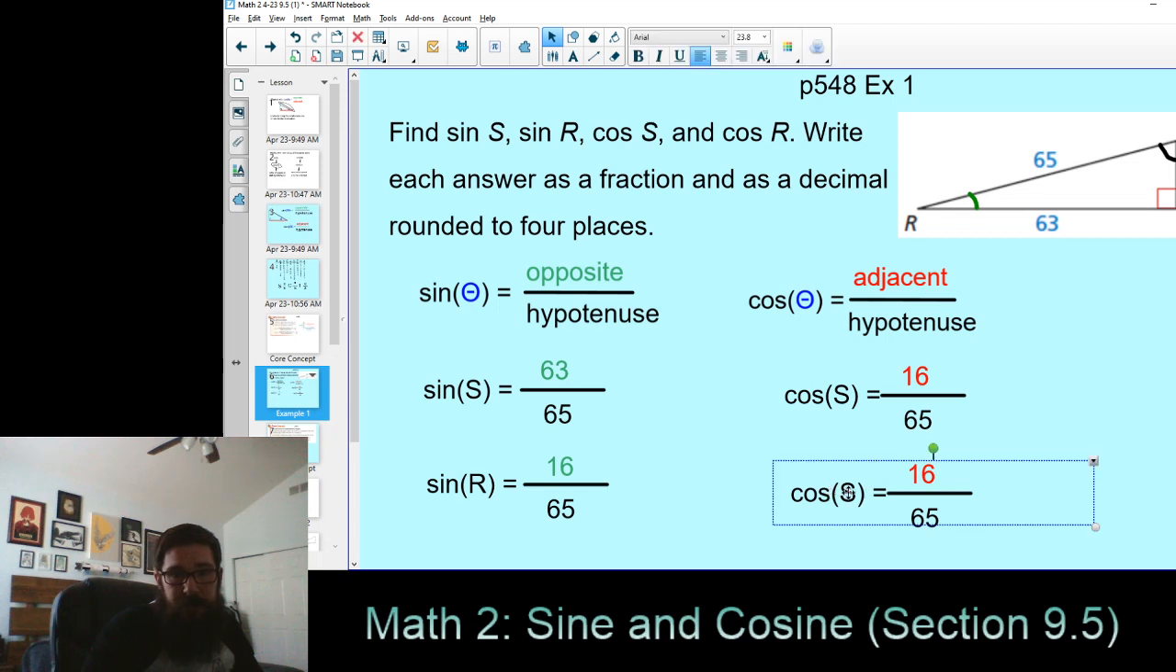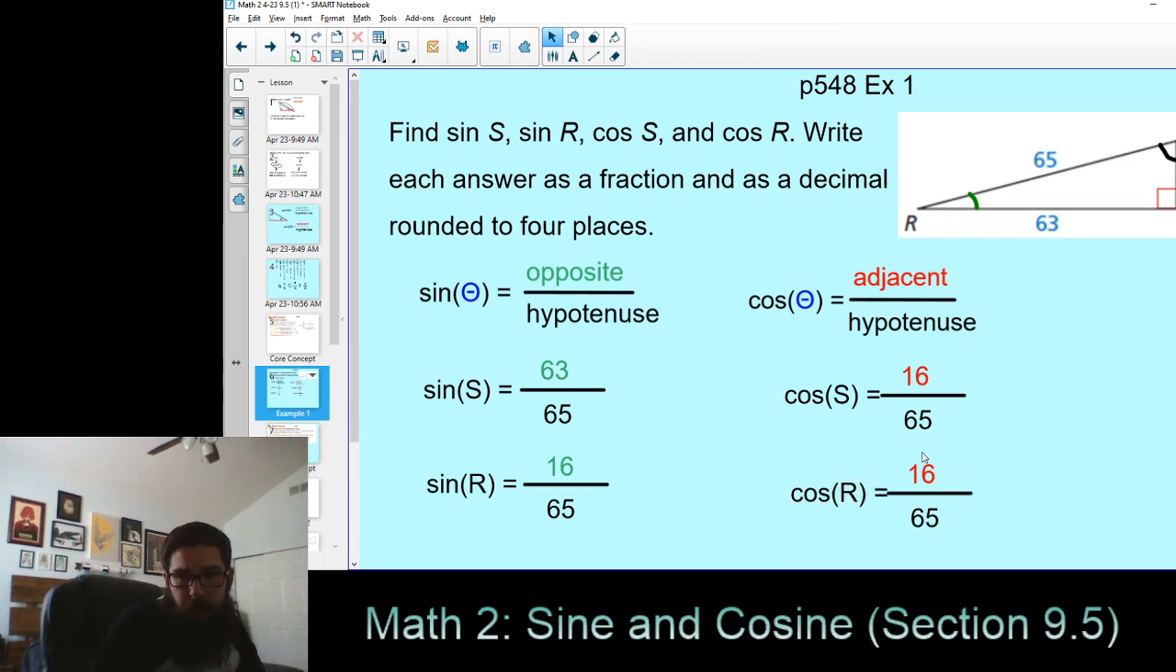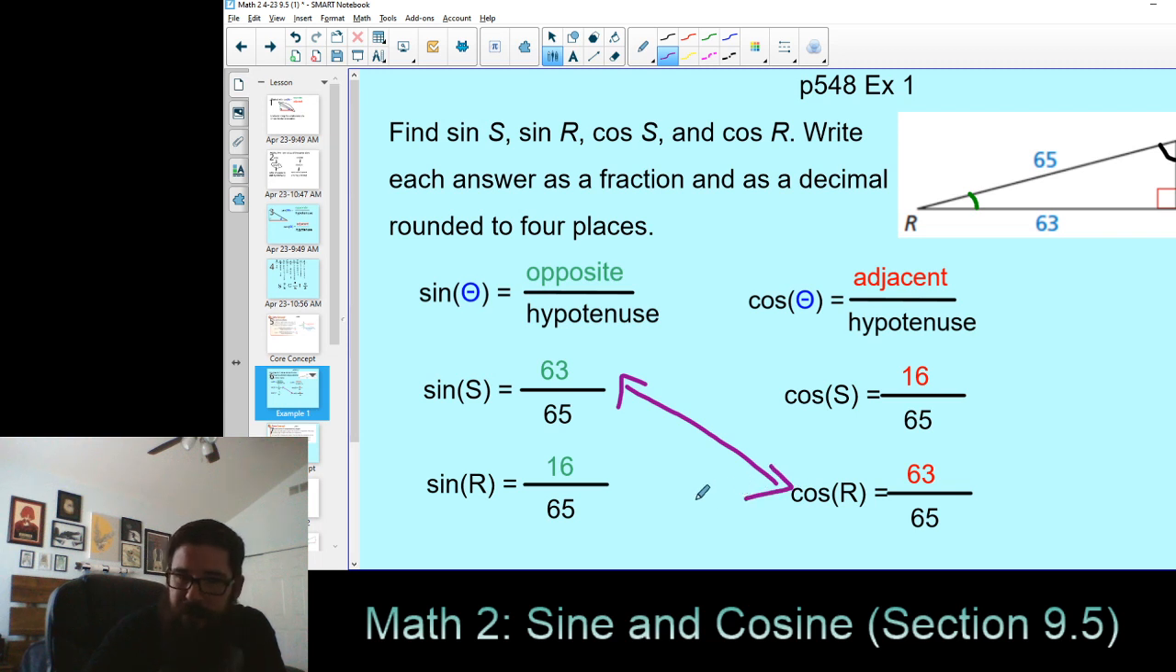Cosine of R. Well, now that I'm at angle R, the adjacent side, the one that's next to it, is now 63. And the hypotenuse is still 65. Now, maybe you're noticing something here. Let me get my arrows in. I'll just draw it. You might realize that sine of S and cosine of R are the exact same fraction, and sine of R and cosine of S are the same fraction. That's actually a property. That's what we're going to cover in the next thing here.